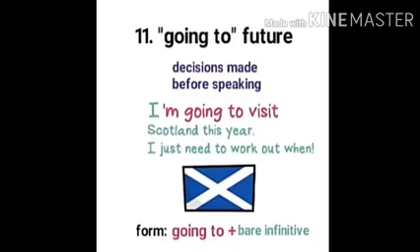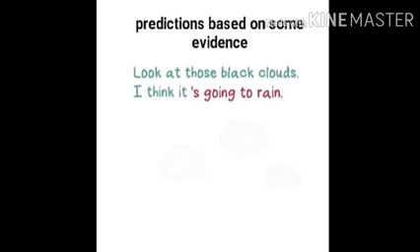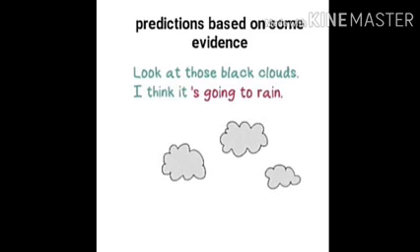The going to future is also used for predictions based on some kind of evidence. So look at those black clouds. I think it's going to rain. This is a prediction because you can see the black clouds. So you have some evidence. So you use going to.